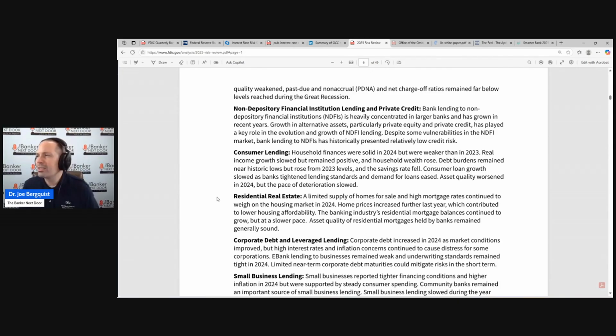Non-depository financial institutions lending and private credit. So bank lending to non-depository financial institutions is heavily concentrated in large banks and has grown in recent years. Growth in alternative assets, i.e. private credit, particularly private equity and private credit, has played a key role in the evolution and growth of NDFI lending. Despite some vulnerabilities in the NDFI market, bank lending to NDFIs has historically presented relatively low credit risk.